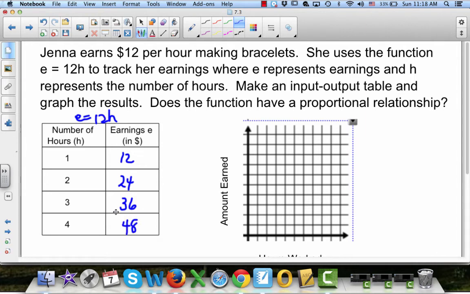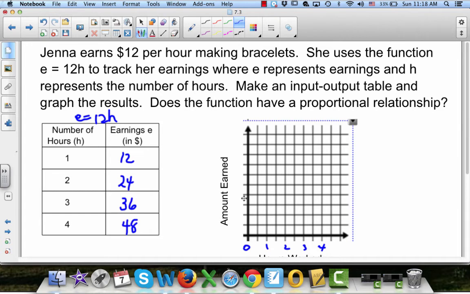Now we come over here and we want to graph it. So let's do this. We'll put 0 here. 1, 2, 3, and 4. We don't have enough room over here for 48 lines, so we'll let each one of them equal 6. So this will be 6, 12, 18, 24, 30, 36, 42, and 48 is our last one, so we can do that.